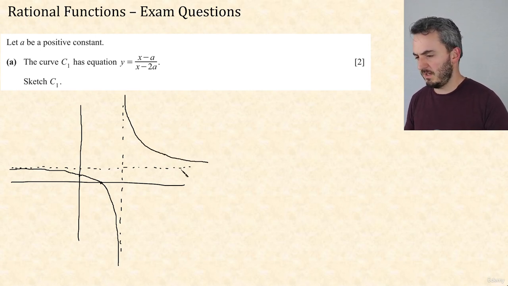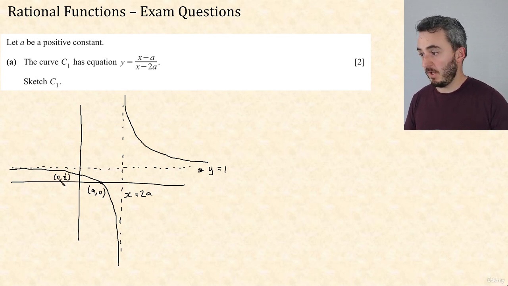Let's label it up. It didn't ask us to, but let's just do it anyway. We've got y equals 1 horizontal, and we've got x equals 2a vertical. We've also got the coordinate (a, 0) there, and we've got the coordinate (0, 1/2) there. Okay, we're done with part A.